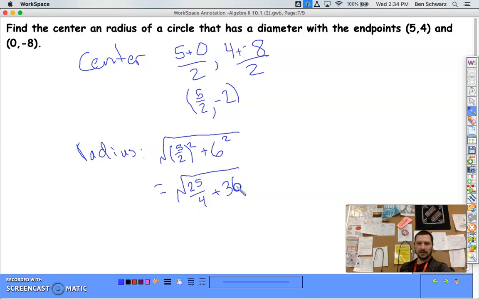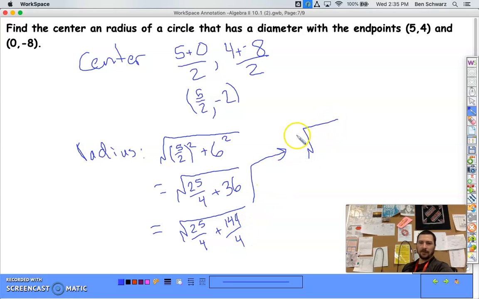plus 36. So we're going to need a common denominator of 4. 25 over 4, and 36 times 4 is 144, over 4. Add those up, we get the square root of 25 plus 144, which is 169, over 4. And then taking the square root of both, we get 13 on top and 2 on the bottom for our radius.